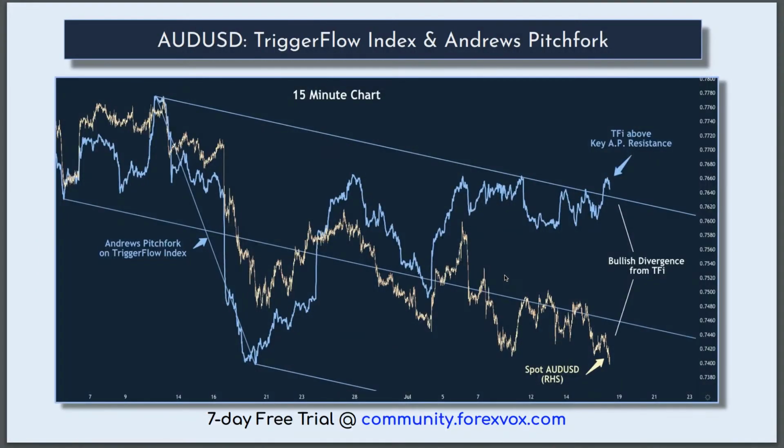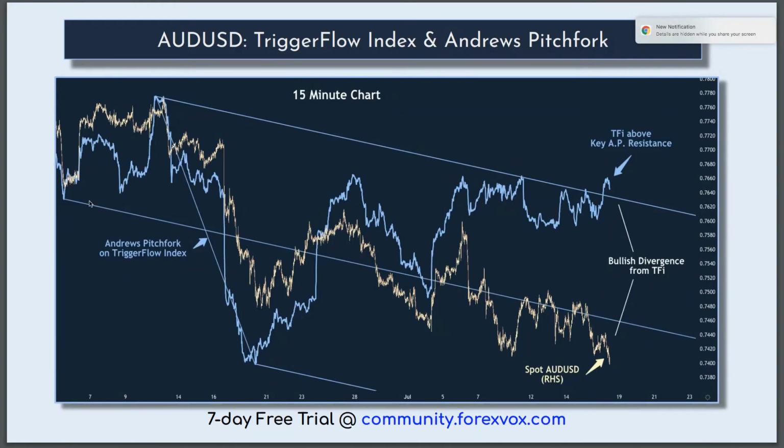So following this up, bringing the two together, the TriggerFlow index and the Andrew's Pitchfork, we're looking at a 15-minute chart on AUDUSD. We see the blue TFI or TriggerFlow index line here, along with the yellow bar chart spot AUDUSD. What we see here with the blue TFI line is there's a nice bullish divergence. Higher TFI while price is going lower.